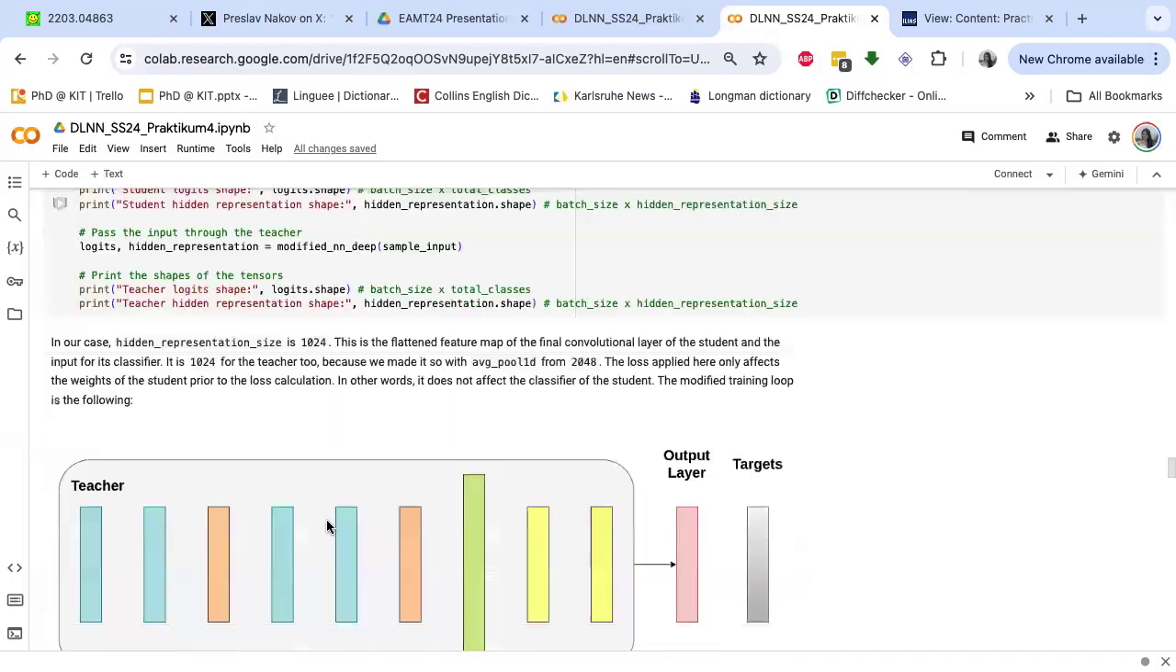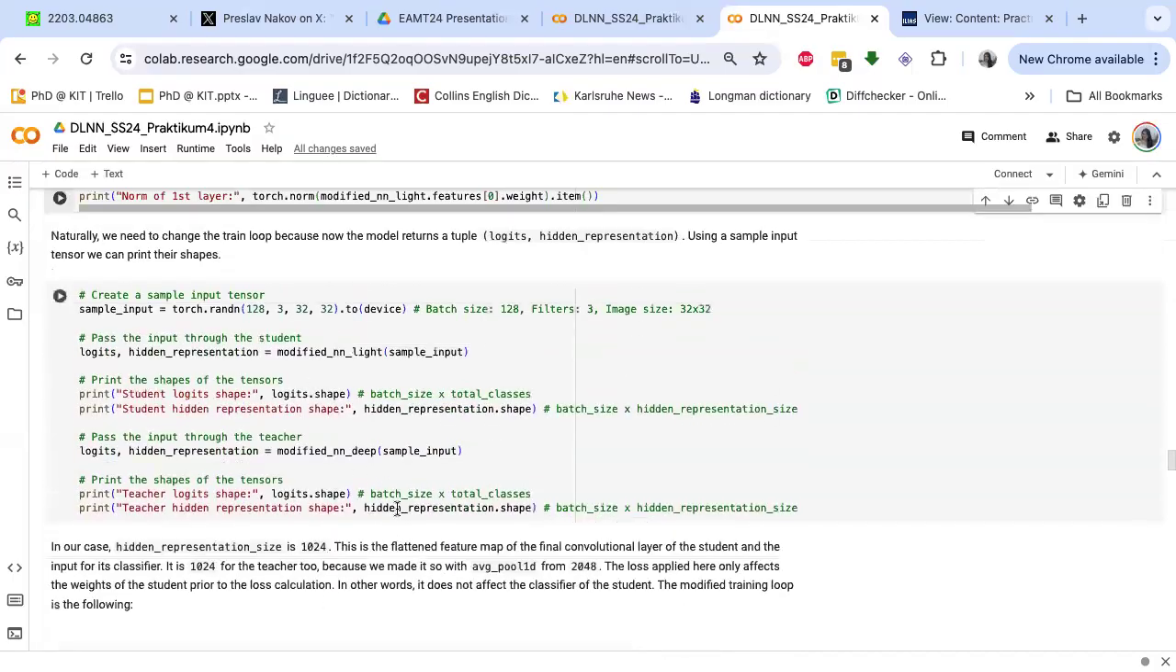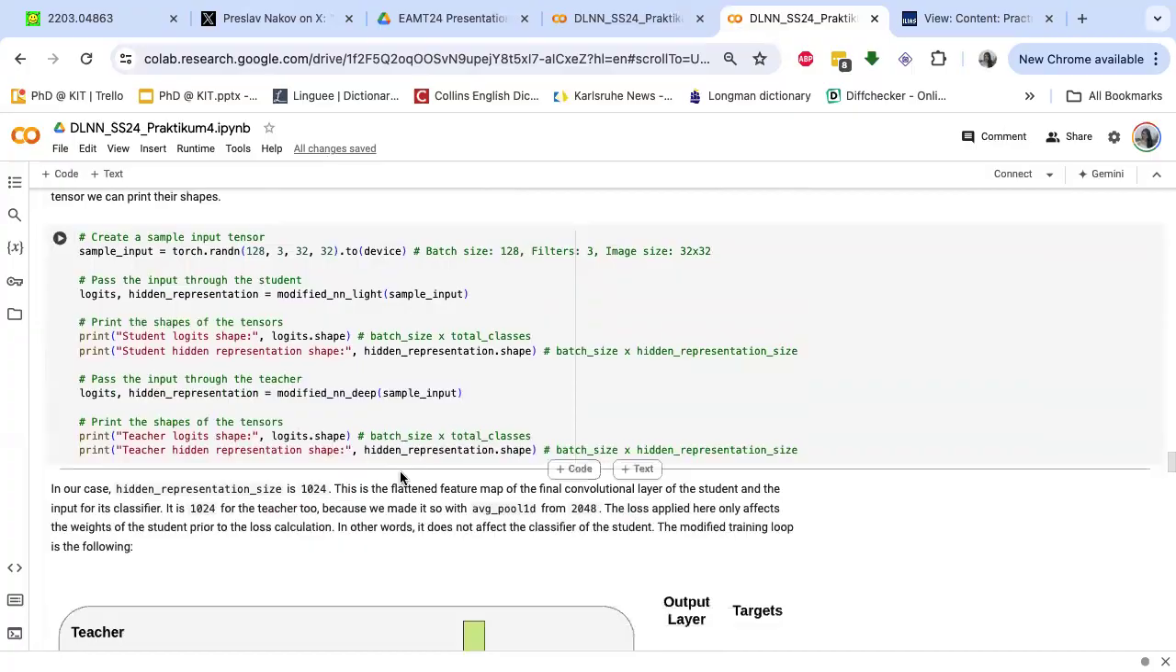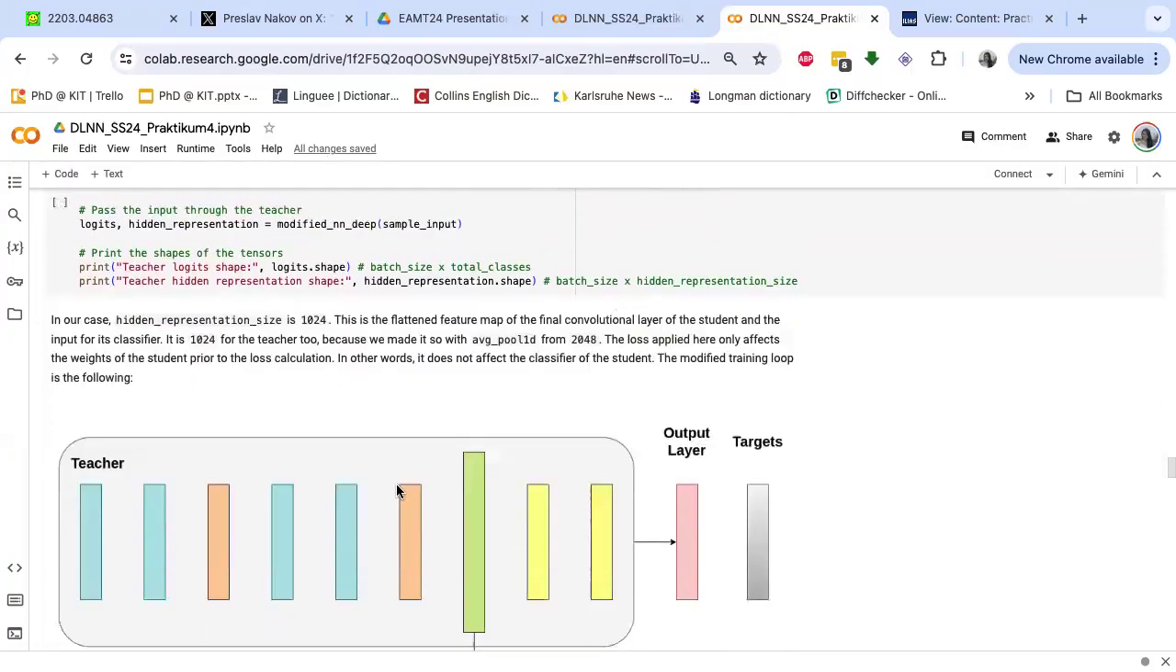And next, here's some code for you to do a sanity check on the size of the hidden representation vectors.